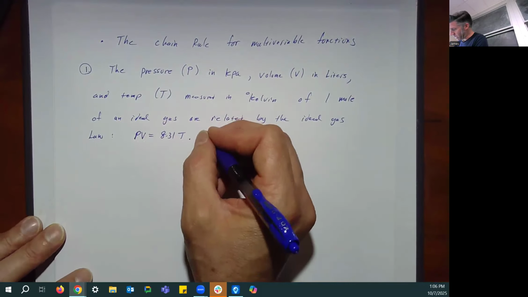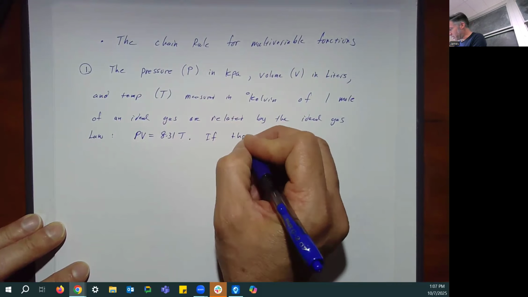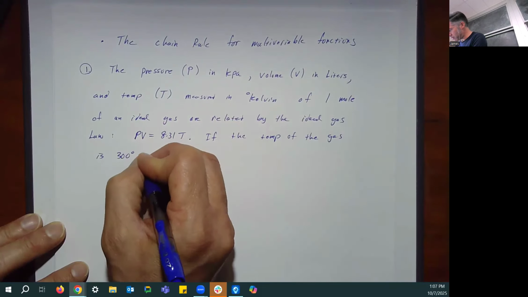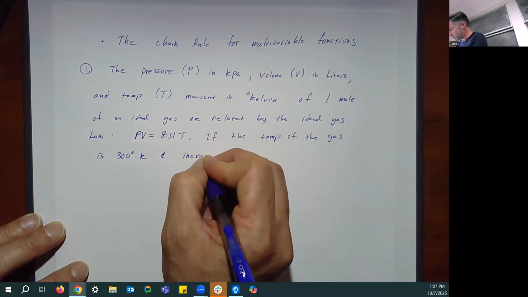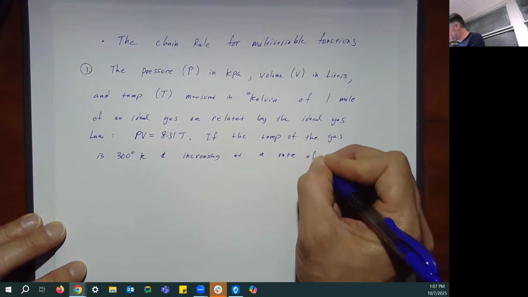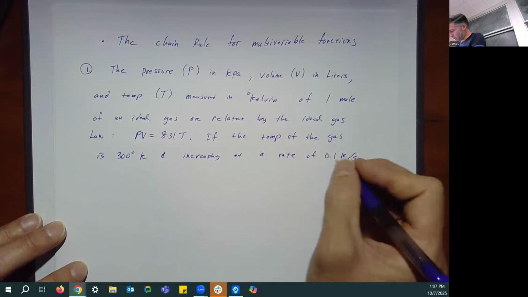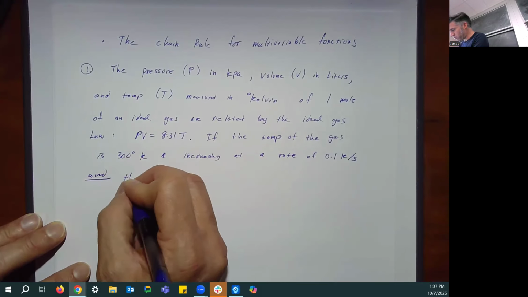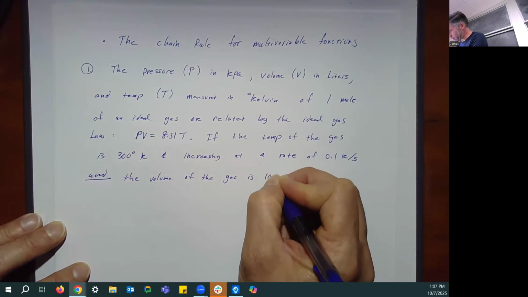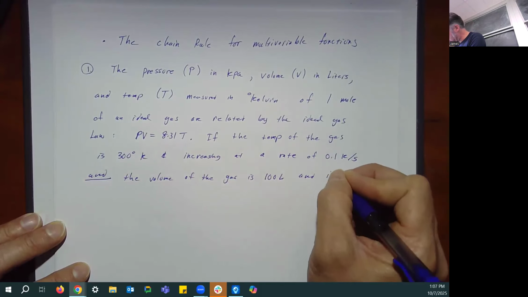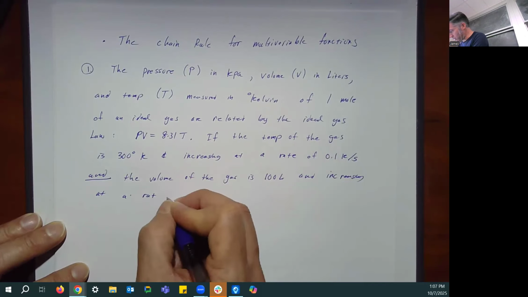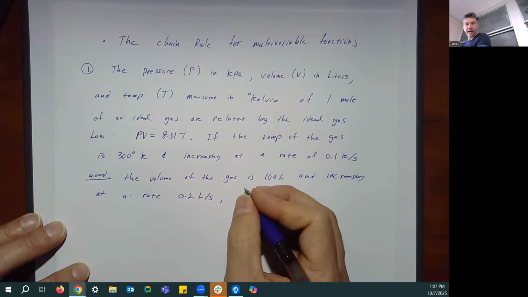So now here's the part that's actually important. If the temperature of the gas is 300 degrees Kelvin and is increasing at a rate of 0.1 kelvins per second, and the volume of the gas is 100 liters, seems like a lot of gas, and increasing at a rate of 0.2 liters per second, how fast is the pressure changing?